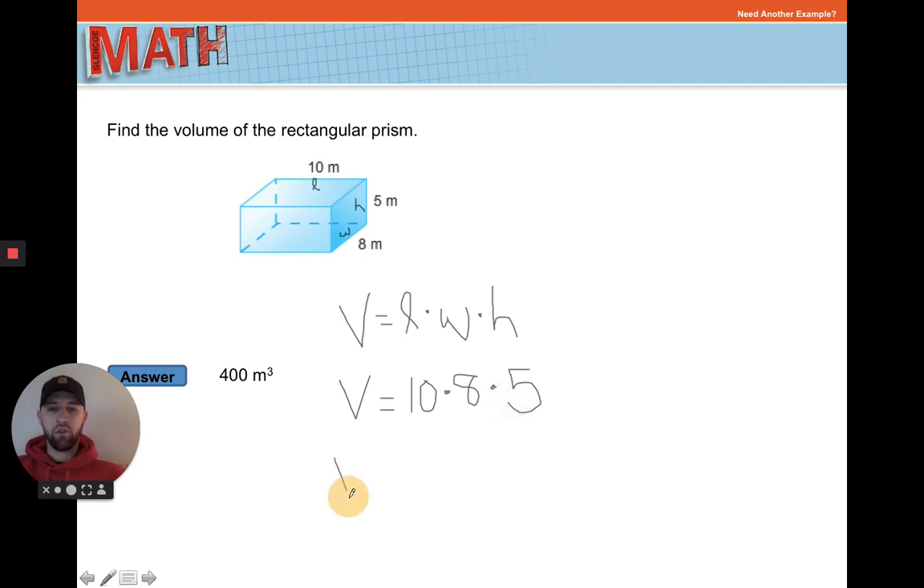And we just have some multiplication to do. Okay. What is 10 times 8? Hopefully you're thinking 80. And now I'm just left with 80 times 5. And you should be thinking that that is 400, which it is. Cool.